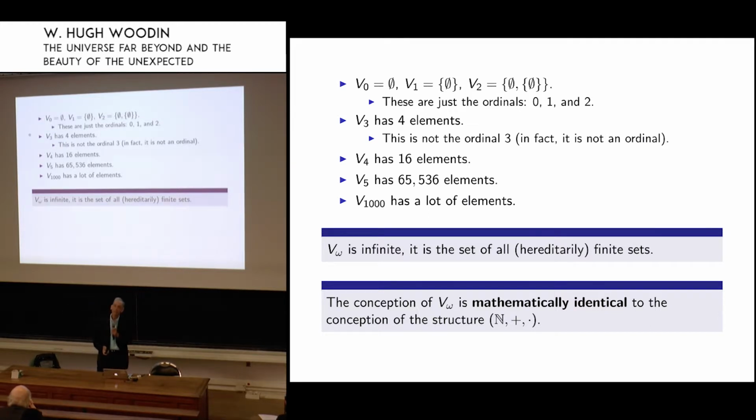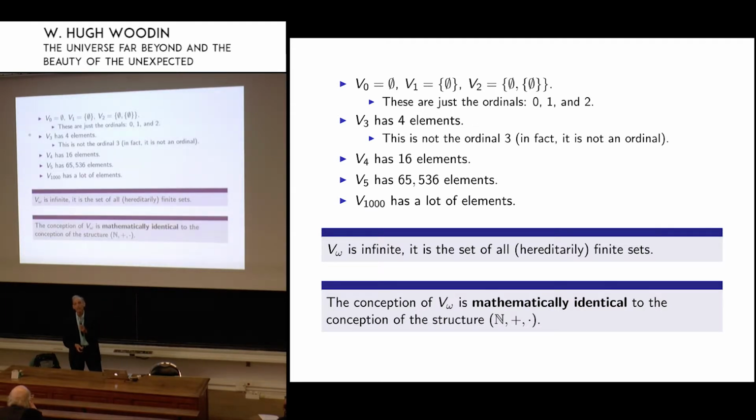Now, V omega is a familiar structure. The conception of V omega, mathematically, is just number theory. These are different incarnations of the same thing. V omega, in many ways, is much simpler. It has only one relation on it, the membership relation. Whereas in number theory, you have plus and times, and when you go back and forth between the two, you have to do some modest number theory. V omega is a more natural structure in many ways.